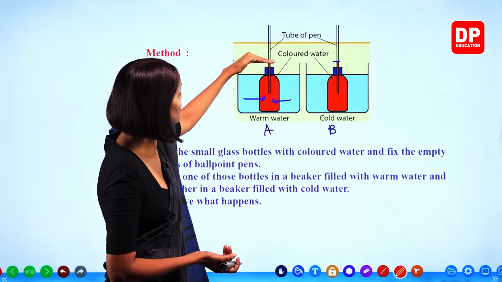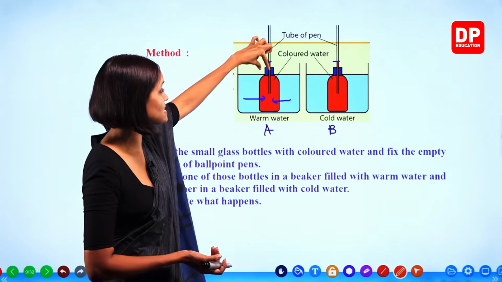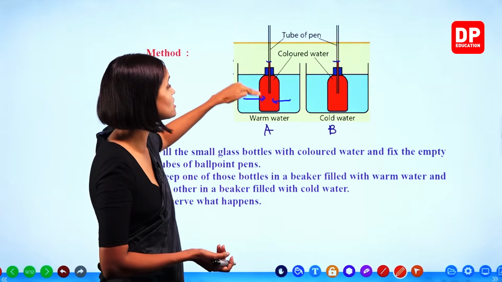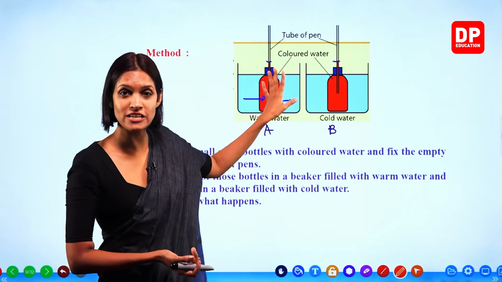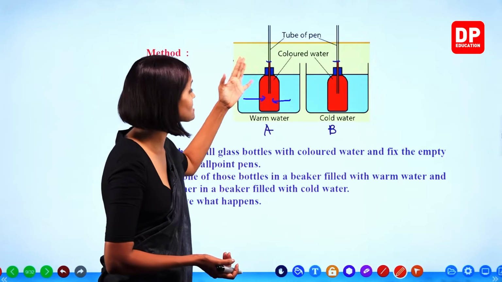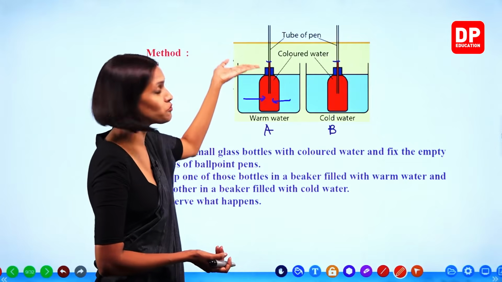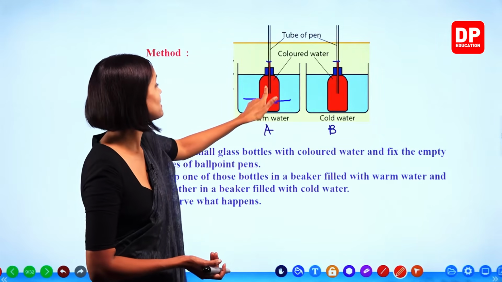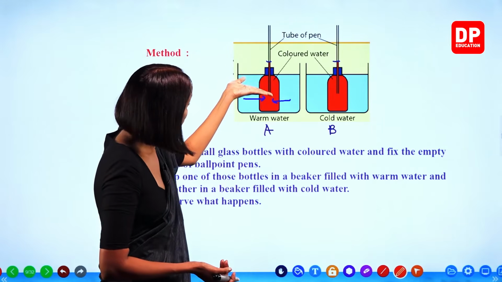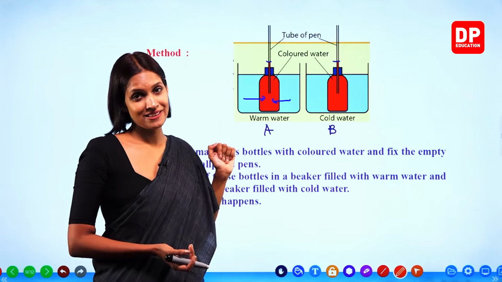When the volume increases, there's nowhere to go. Now here inside the bottle, as it is sealed with this rubber stopper, is there any other space? As the entire bottle is initially filled with water, is there any other place that water can go? No. The only way that water can increase its volume is through this empty pen tube. Therefore, the water level inside the empty pen tube goes up.